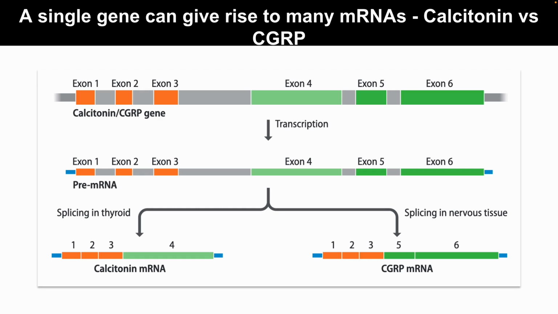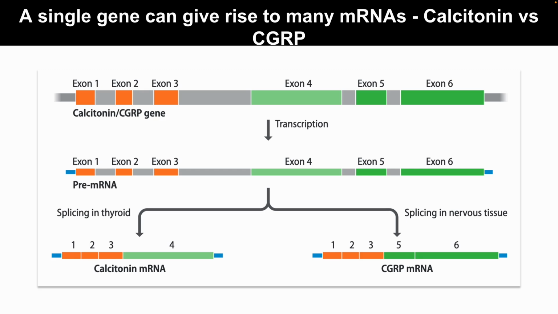This is actually an example taken from your body. One single gene, this gene can either be called a calcitonin or a CGRP. It has exon 1, exon 2, exon 3, exon 4, exon 5, exon 6. When it is in your thyroid, exon 1, 2, 3 and 4 are retained, and it makes what's called calcitonin. Whereas the same gene, in your nervous system, is called CGRP because it retains 1, 2, 3, 5, and 6.